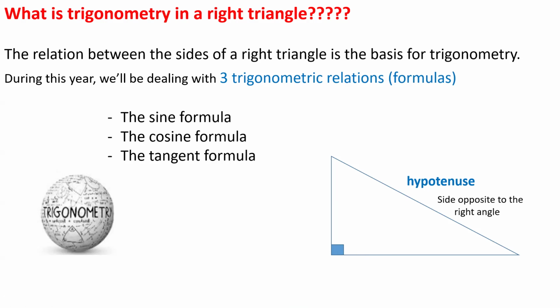We always know that in a right triangle, it's very important to specify the side which is the hypotenuse. Always the hypotenuse is the side opposite to the right angle. So if this is the right angle, the side opposite to it is this. So this is the hypotenuse. Before we start talking about the sine, the cosine, the tangent, it's very important to know how to specify the hypotenuse in a right triangle.